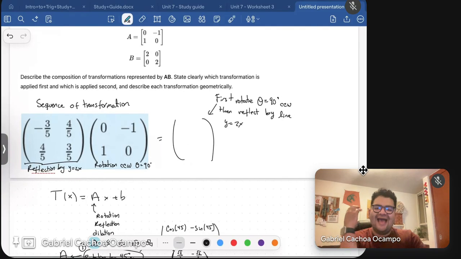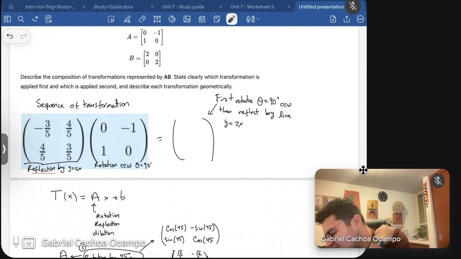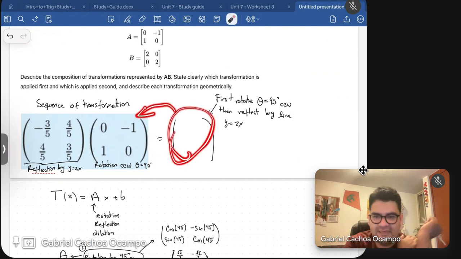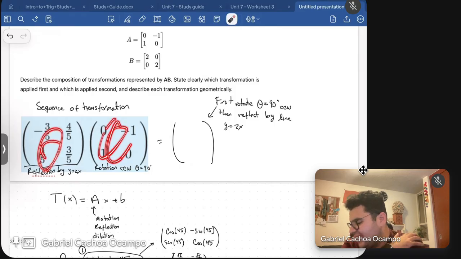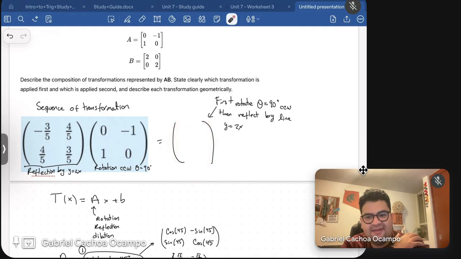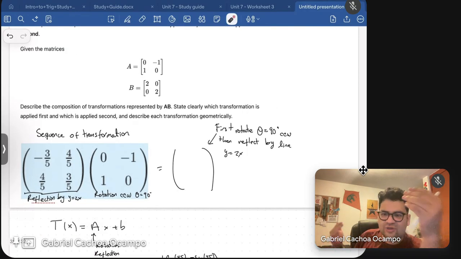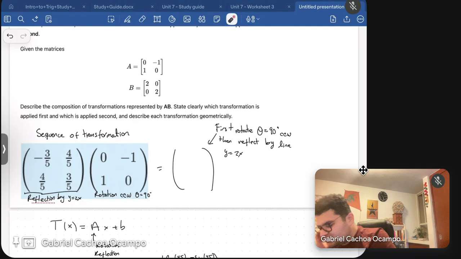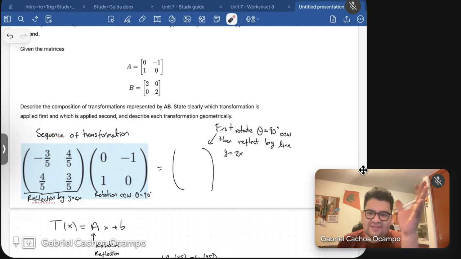So I am not gonna ask you to go from here to here. I am only gonna give you the sequence of transformations, and you need to give me the final matrix. The only thing that you need to remember is that they go in a backward order. This one comes first, then this one comes second. That is the only thing that you need to remember.